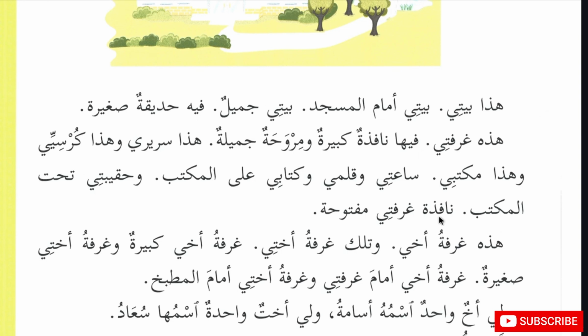نافذة غرفتي, the window of my room. مفتوحة, it's open. This is مضاف, this is مضاف إليه. The room possesses the window. مفتوحة is not مفتوح because نافذة has ta مربوطة, it's feminine. Window is feminine. So the khabar, the news of the sentence, will follow the same gender of the subject. So نافذة غرفتي مفتوحة. The window of my room is open.